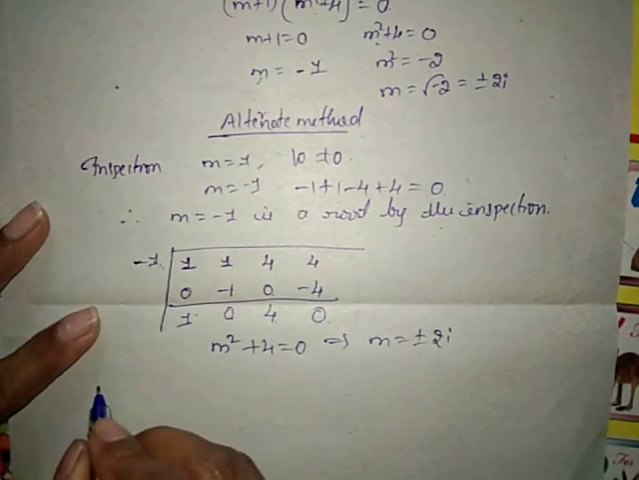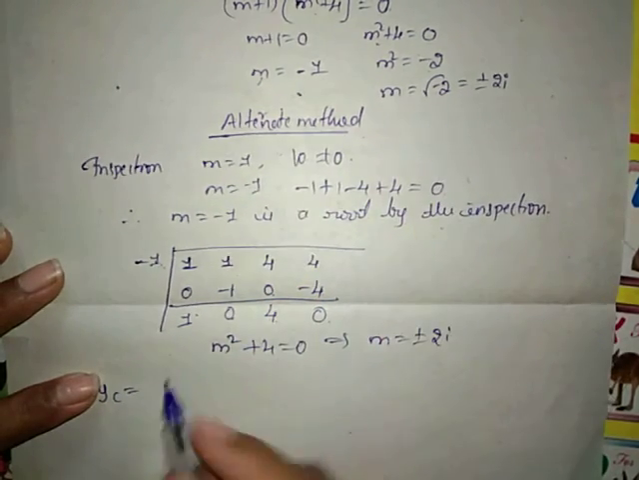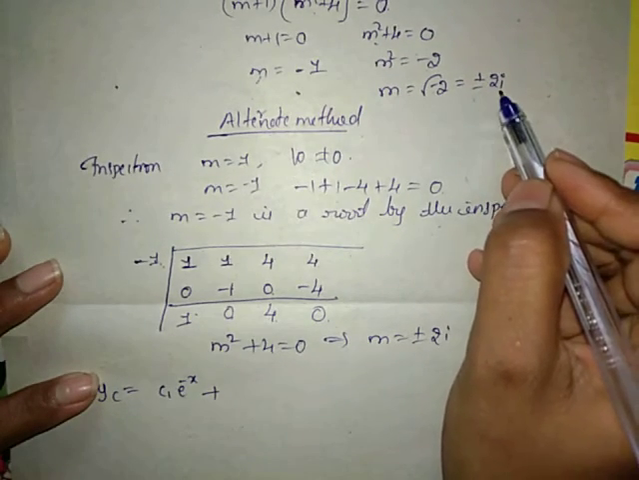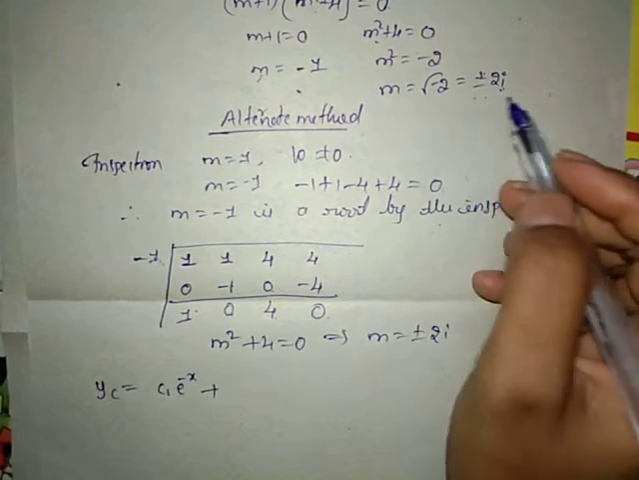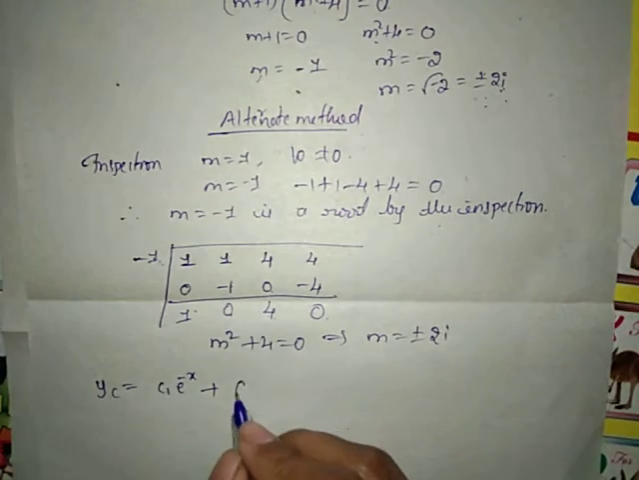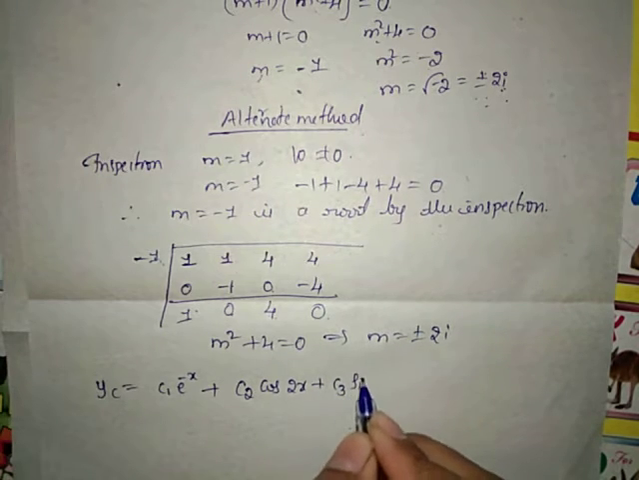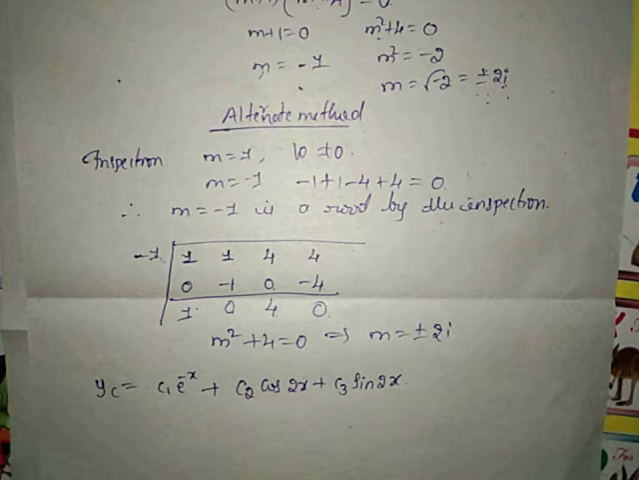Now go for your complementary function. For minus 1, that is c1 e raised to minus x. For plus or minus 2i, it means there is no real part. If the real part is 0, then e raised to 0 is 1. c2 cos of 2x plus c3 sin of 2x is our complementary function of this equation. So we got c1 e raised to minus x plus c2 cos of 2x plus c3 sin of 2x as our complementary function.